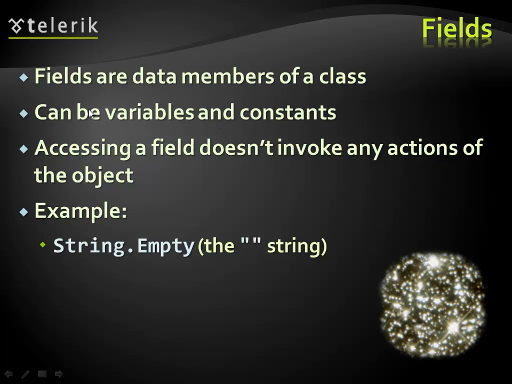Well, like I mentioned, most of what we're going to see is fields and properties. So they are all variables inside the class. They could be constants as well. So for example, we have the string class, and it has a property here, which is a constant property called Empty, and it always returns the same string, which is actually an empty string.